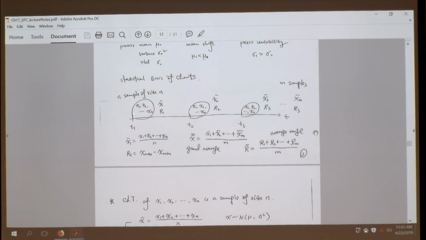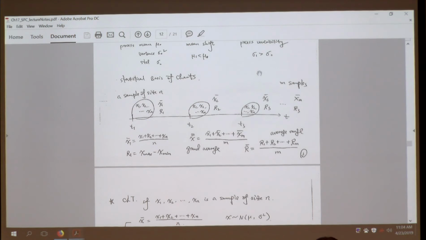Grand average. This is the average of the first sample, this is the average of the second sample. But if you take the average of everything, that is called a grand average. So x bar means you have a mean for each sample, like x1 bar, x2 bar, and then you have the mean of all the samples. So this is called a grand average. And R bar means you take the range for sample 1, range for sample 2, and average them together. So you have x bar, x bar, R bar, and R1 is the maximum minus the minimum in the first sample.